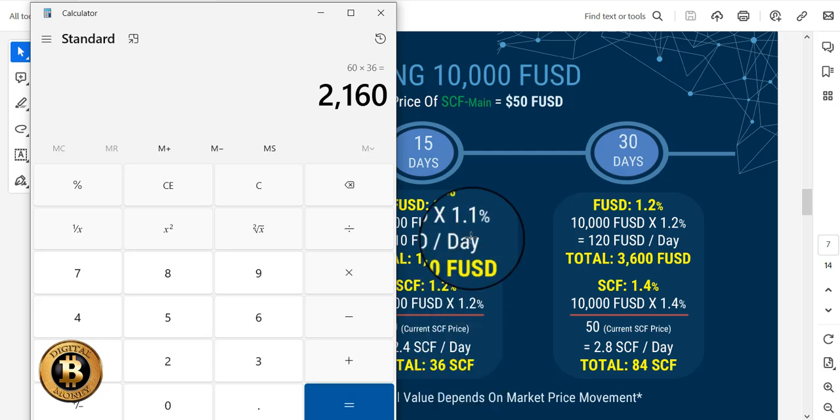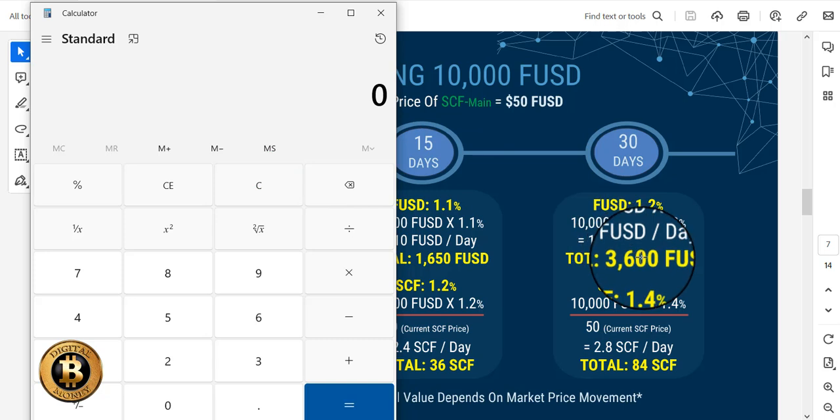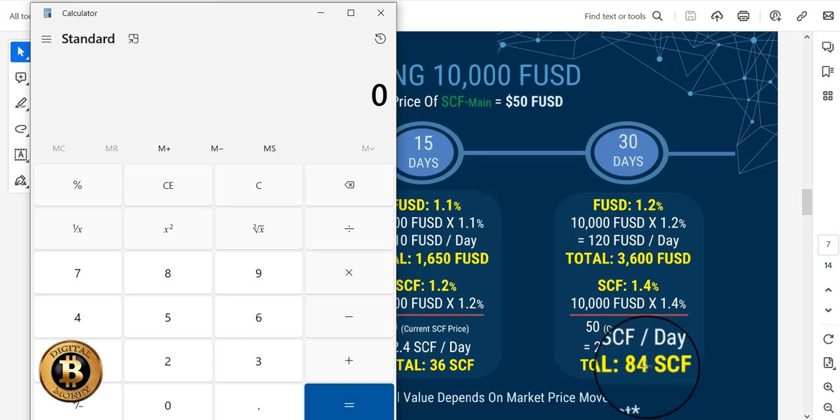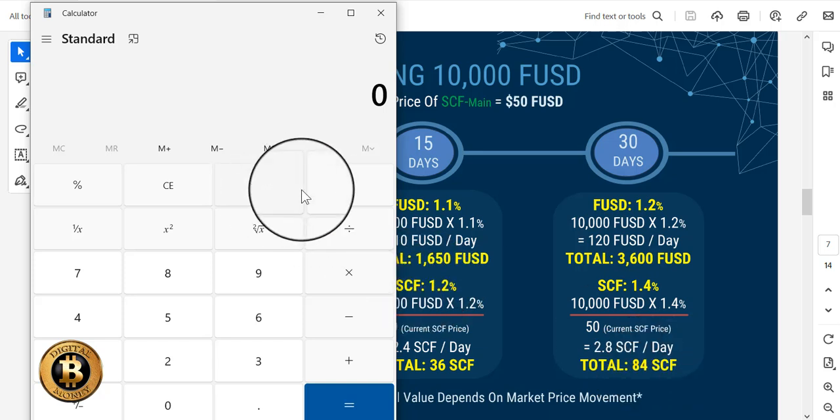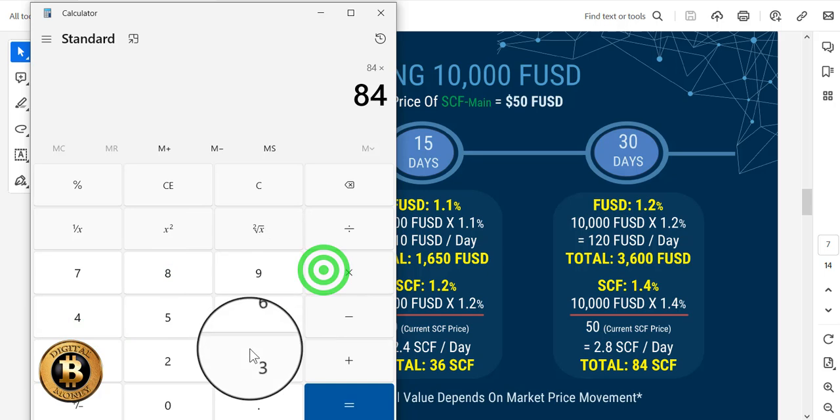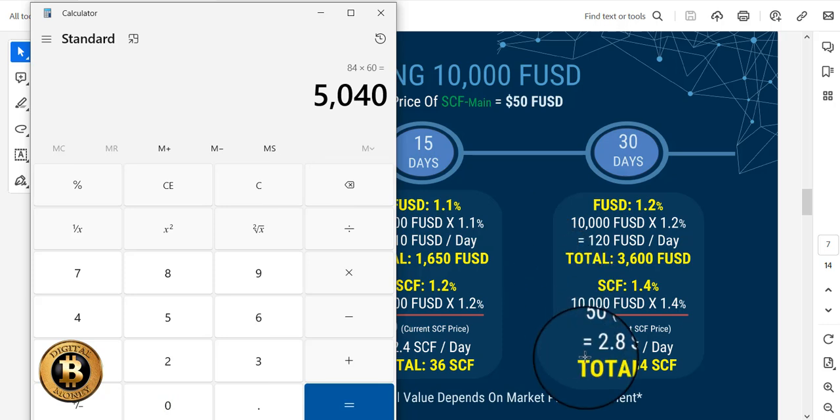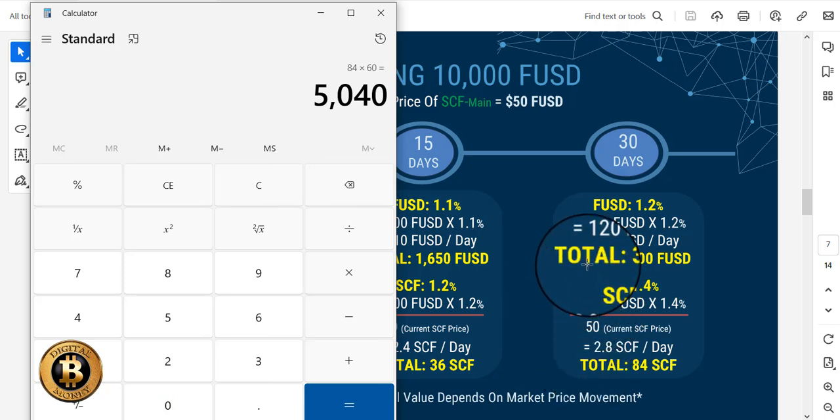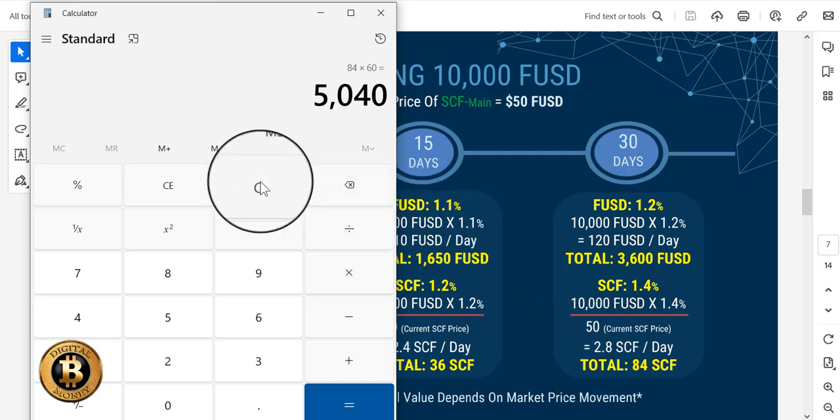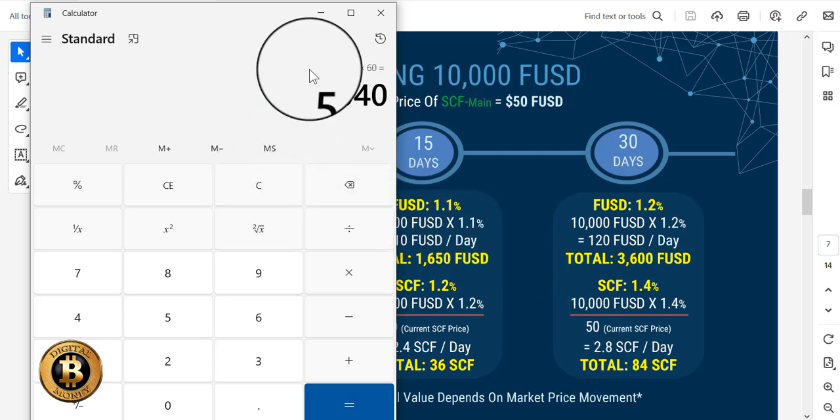All right, and then let's look at 30 days, right? On 30 days, you're looking at $3,600 on that $10,000 stake in FUSD, the stable coin, or you're looking at 84 SCF coins, right? So now let's just say this coin stayed at $60 for the next 30 days. So 84 times $60 equals $5,040, okay? So you would have to figure out which way you wanted to get paid, right? And currently, because the SCF coin is where it is price-wise, you're actually getting paid more if you elect to stake and be paid in the SCF coin.